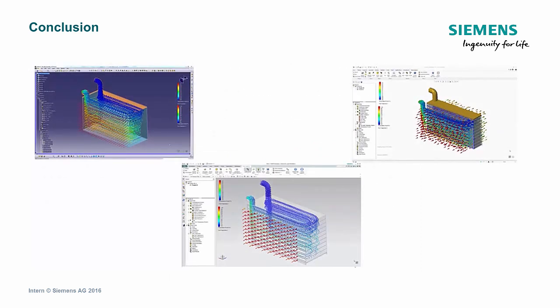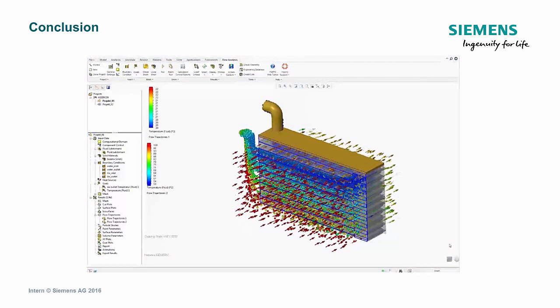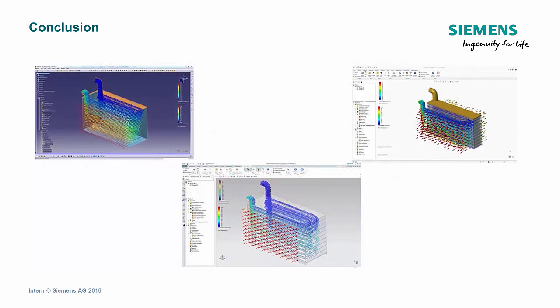CAD embedding allows automatic recognition of fluid regions. The fully automatic meshing of the complex geometry happens directly on the CAD model, for example in CATIA V5, in PTC Creo, or in Siemens NX. The parametric CAD model allows rapid geometry changes that can also be used in a parametric study.